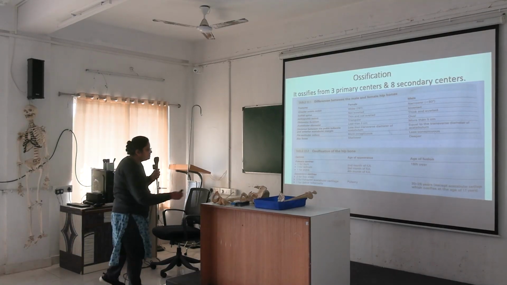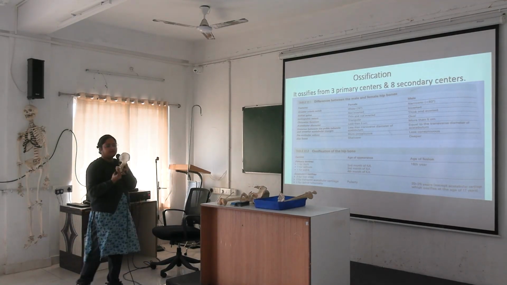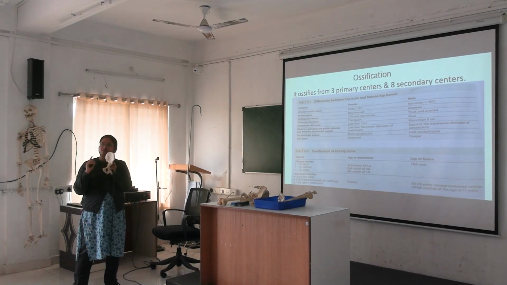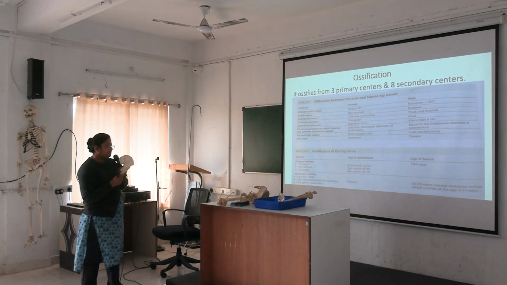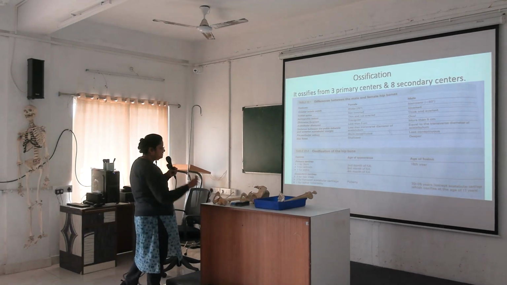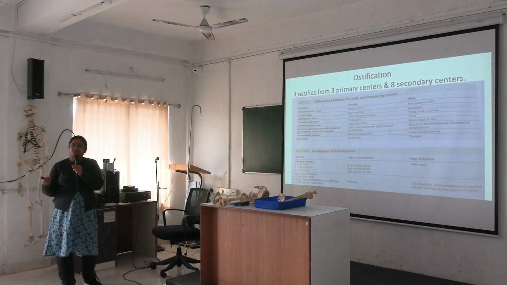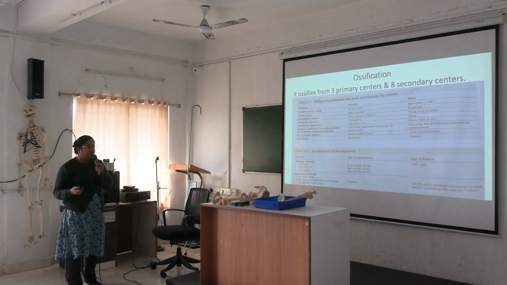Preauricular sulcus. This is also an important thing you will be asked. Here, there is the preauricular sulcus just in front of the articular surface. Okay, this is prominent in female because the ventral sacroiliac ligament is attached here and it is stretched during childbirth. That's why this becomes prominent in female.